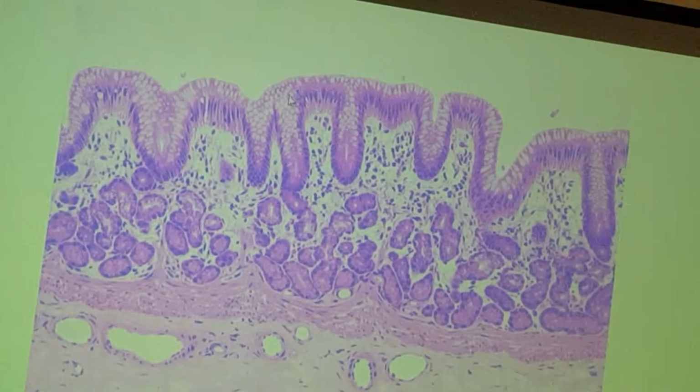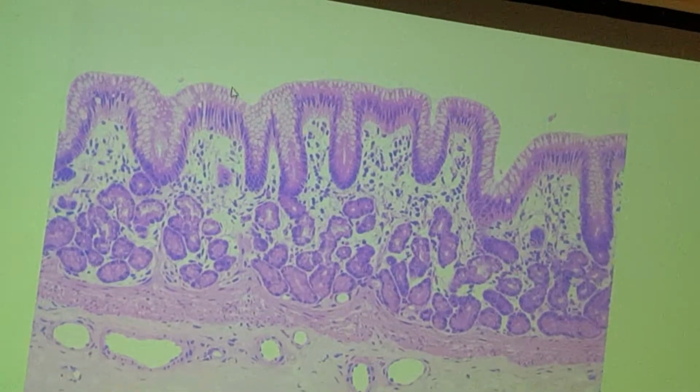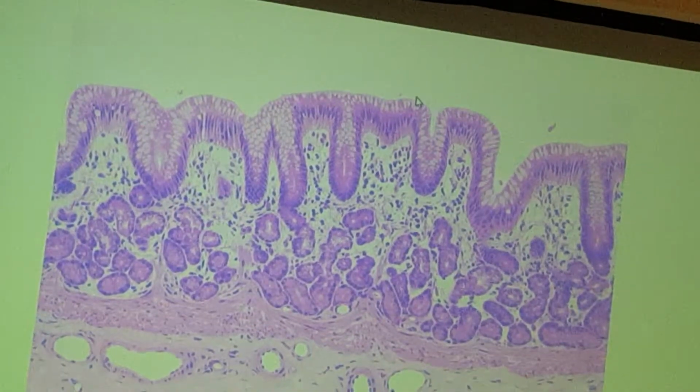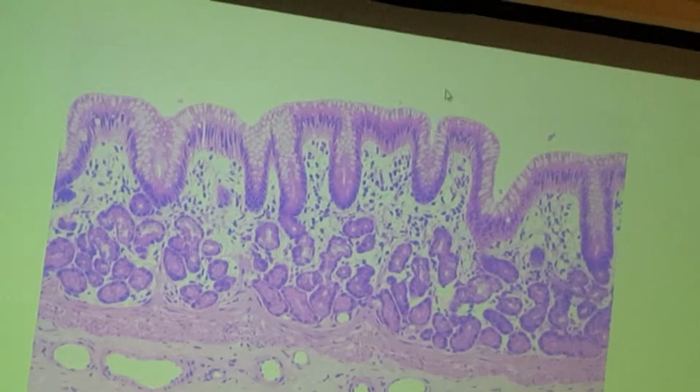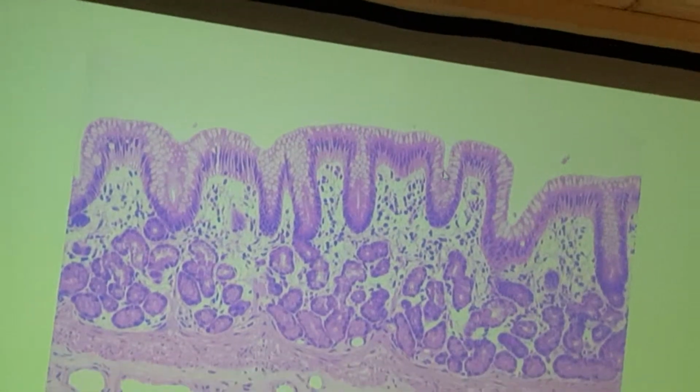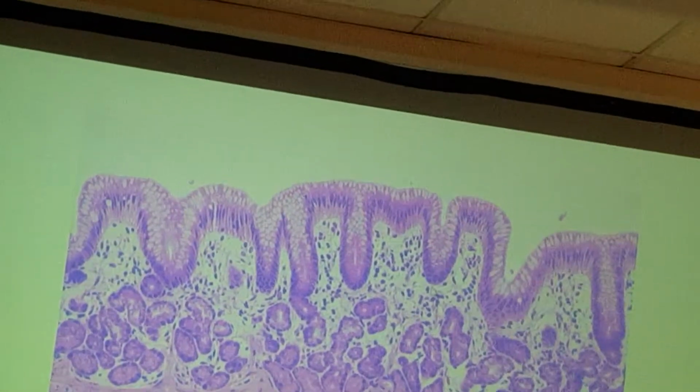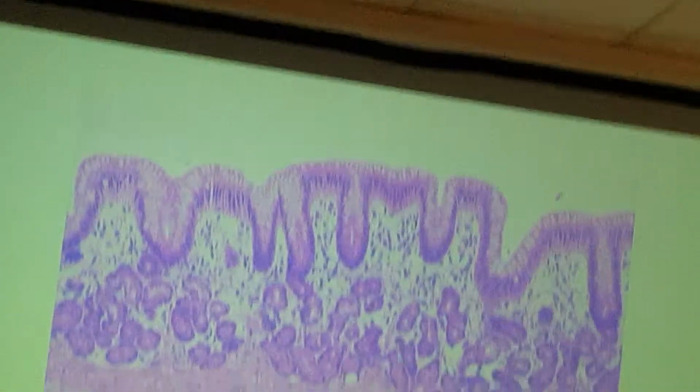I come and I go, oh look, it's flat across the surface, therefore it's not small intestine. It's either stomach or colon. Then I try to follow my way down from the surface, and I can only dip part of the way down, and then it turns into all these separate little profiles down here.